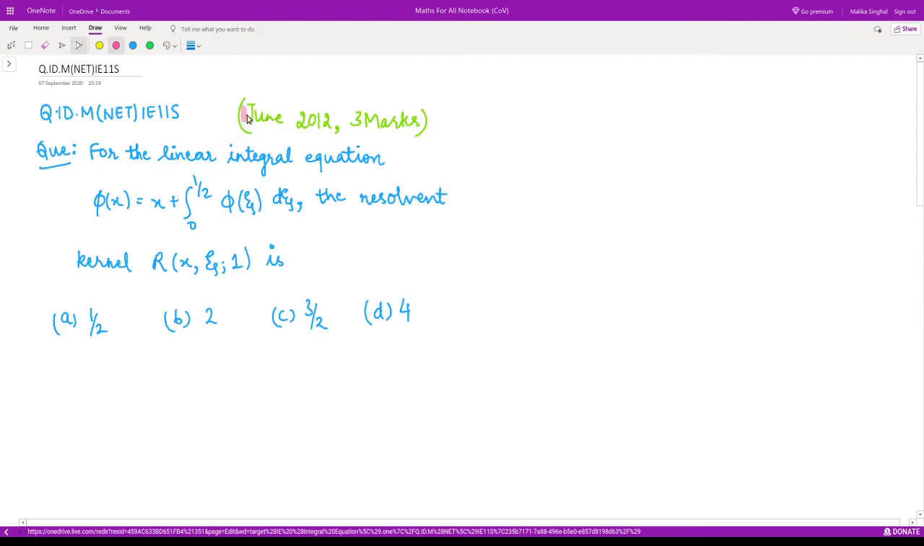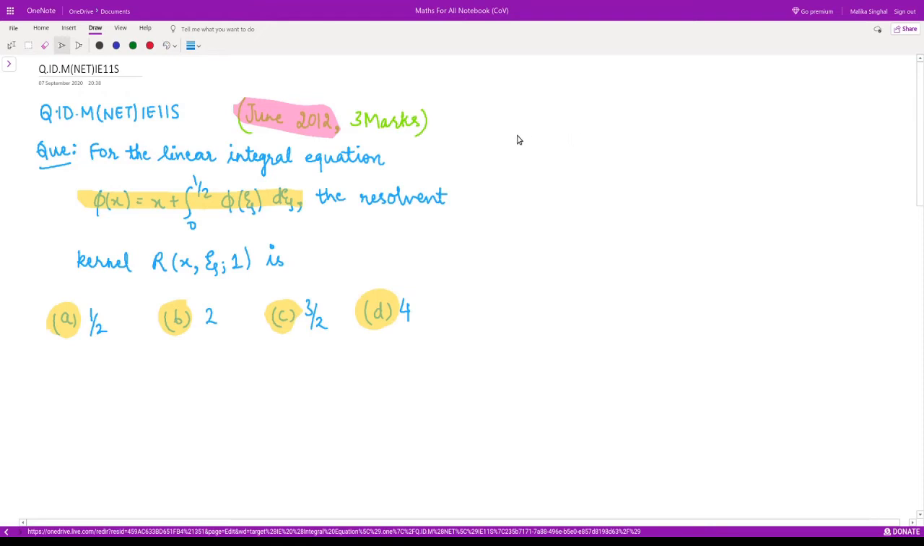This question is from June 2012, consisting of 3 marks. The question is, for the linear integral equation given, which is of Fredholm type because of the constant limits 0 to 1 by 2, the resolvent kernel R(x, xi; 1) is which of these? So we need to tell what is the value of the resolvent kernel for this given equation.